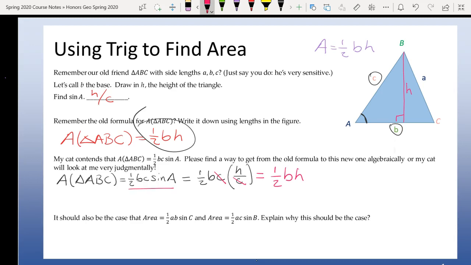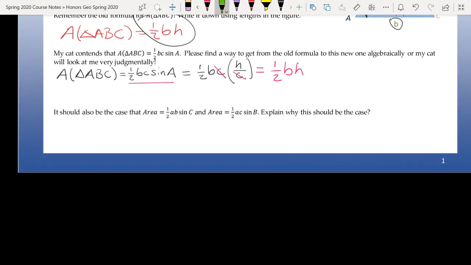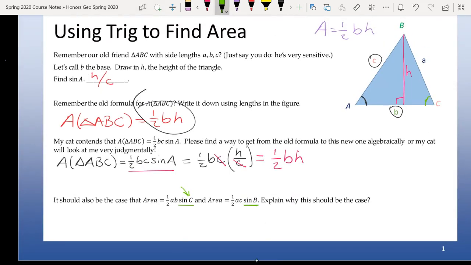Now it should also be the case that I can do the exact same thing using any of the three angles. Whether I care about angle C because I happen to know that, or I care about angle B because I happen to know that, what these formulas are saying is that I can find the area by finding the sine of a given angle and knowing the lengths of the sides opposite the two other angles. So if instead I happen to know C, then the sine of C, B, and A should give me enough information to find the area of that triangle.